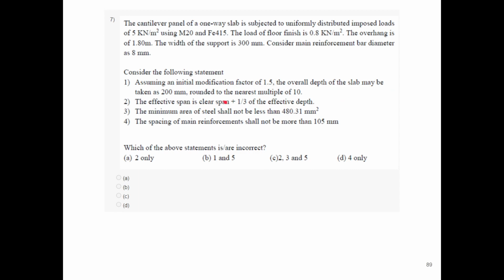The effective span is clear span plus 1 by 3 of the effective depth. The minimum area of steel shall not be less than 480.31 square. The spacing of main reinforcements shall not be more than 105. So which of the following are incorrect?